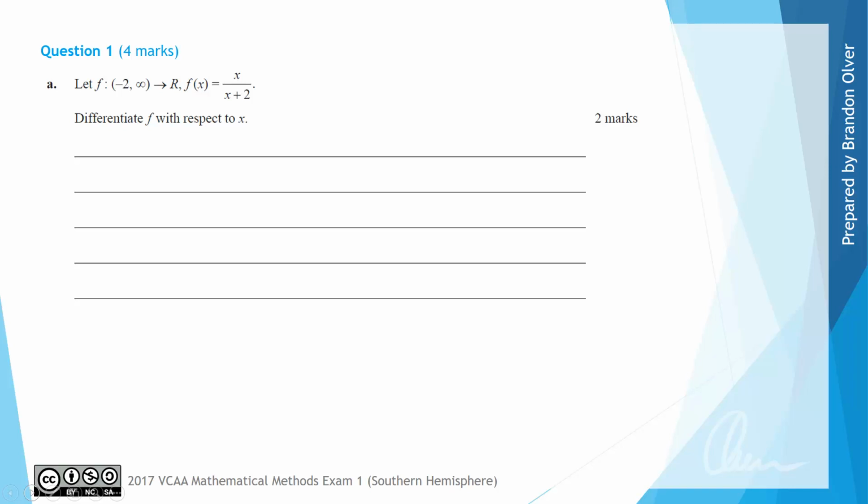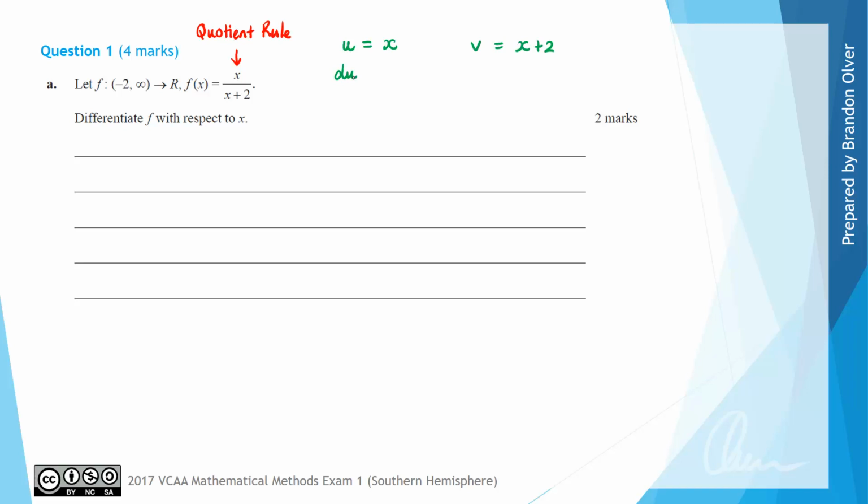So for question 1, part A, we have: let the function f have a domain of -2 to infinity, where the rule is f of x equals x divided by x plus 2. We are asked to differentiate f with respect to x. To differentiate this, we can see that this would require the quotient rule. In order to apply it, we'll let the function in the numerator be u, so u is equal to x, and then v is going to equal the denominator, x plus 2.